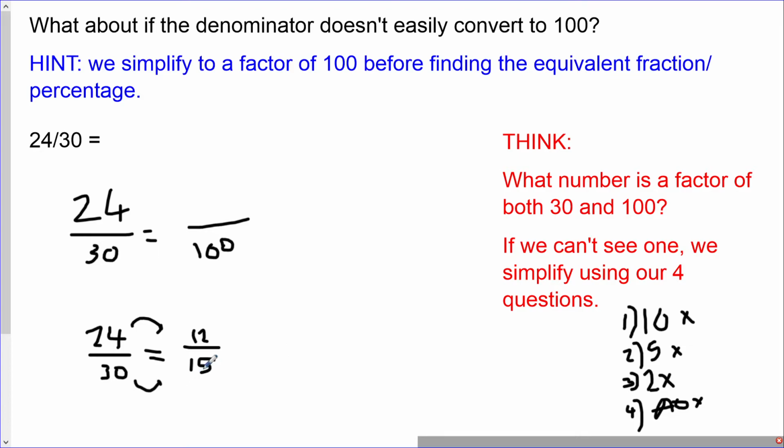Now I look again, can I go from 15 to 100? Well, no, I can't. So now I need to simplify further. So I can say, do they both go into the 10 times table? This time neither of them do. Do they go into the 5 times table? Well, 15 does, 12 doesn't. Do they go into the 2 times table? This time 12 does, but 15 doesn't. And number 4, do they go into any other times table? And I can see, if I look carefully, they both go into the 3 times table. 12 divided by 3 is 4, 15 divided by 3 is 5. And now I look and I can see here, actually 5, I can go from 5 to 100.